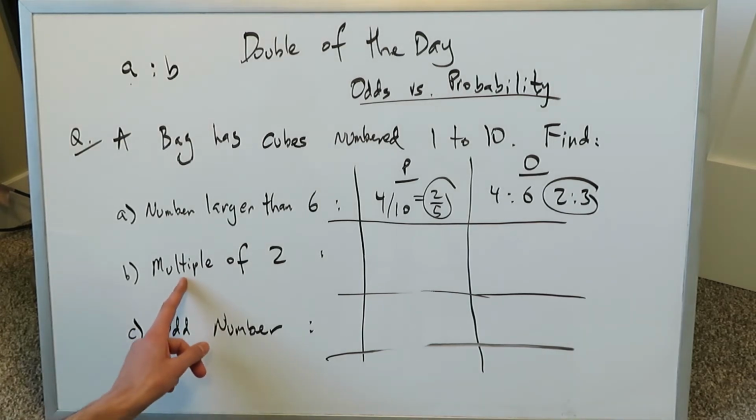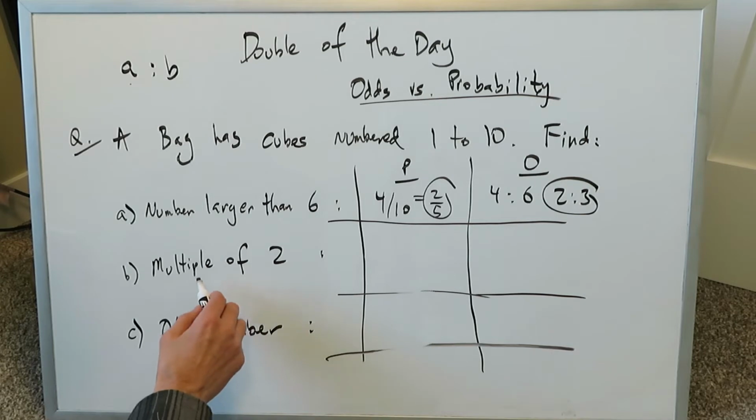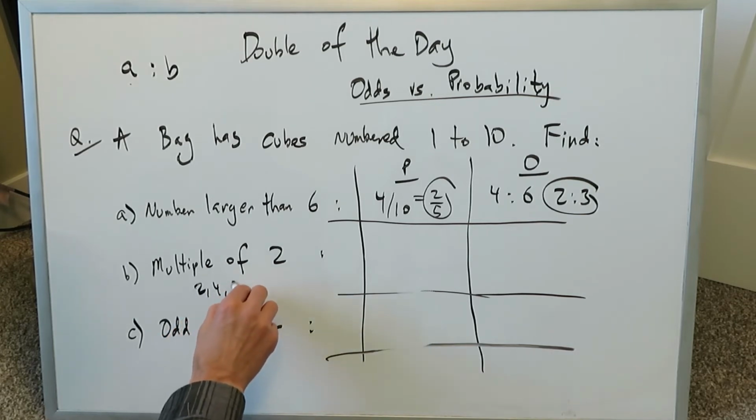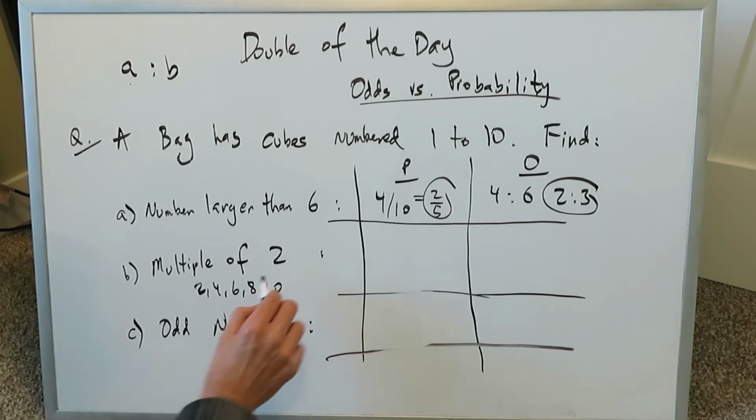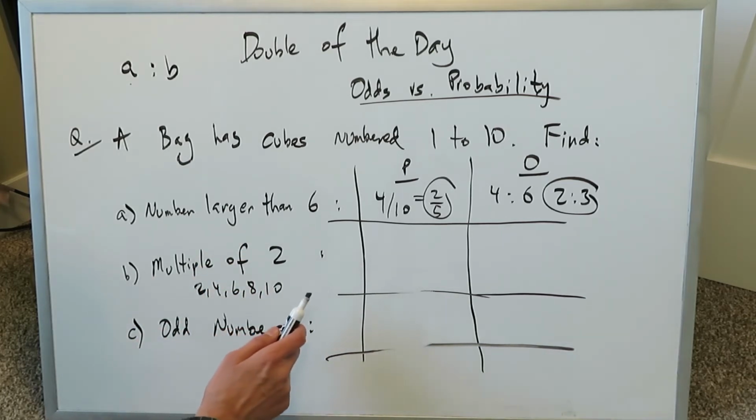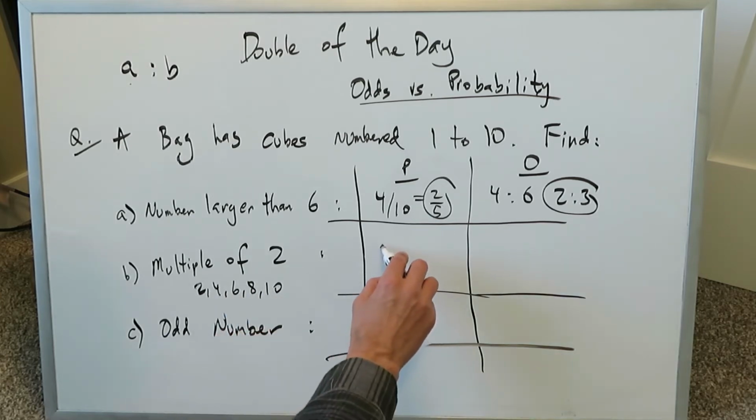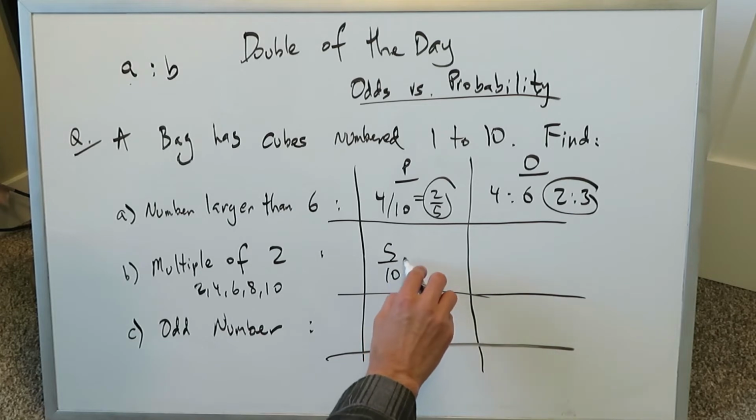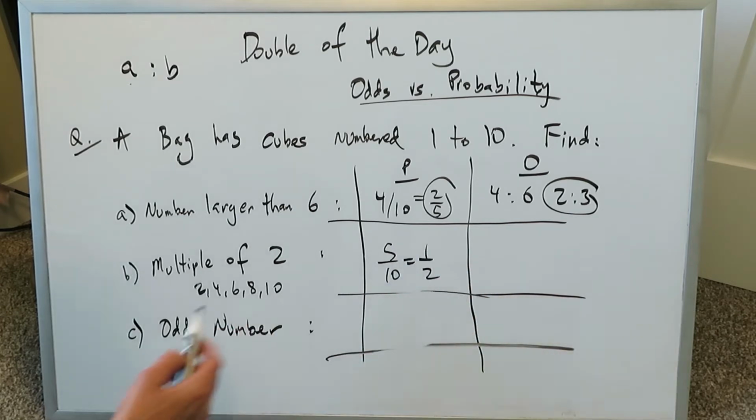Alright, let's go to part B. Multiple of 2. How many numbers within 1 to 10 are multiples of 2? Let's write them out: 2, 4, 6, 8, and 10. So what's the probability that you'll pick up a cube that's a multiple of 2? Well, there are 5 possible numbers which are successful out of 10 total cubes. And your answer in terms of probability is 5 out of 10, or 1 over 2. And that's a good answer.